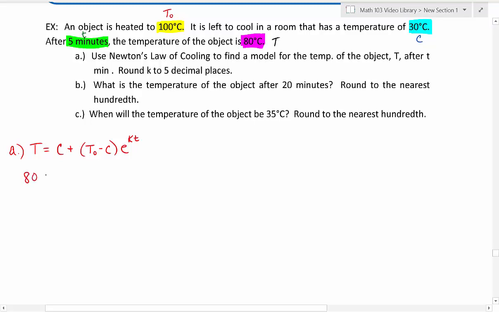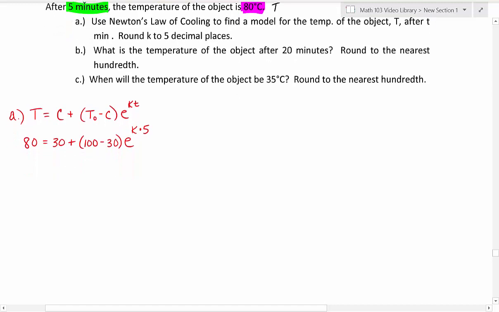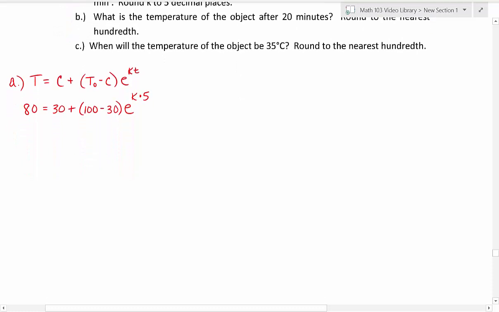That gives us 80 equals 30 plus 100 minus 30 times e to the k times 5 power. And we want to solve for k. We can start by doing a little cleanup. We can subtract the 100 and the 30 in parentheses. And we can also rewrite that exponent to a form we like a little better. Let's make that 5k. And now we're solving for k.